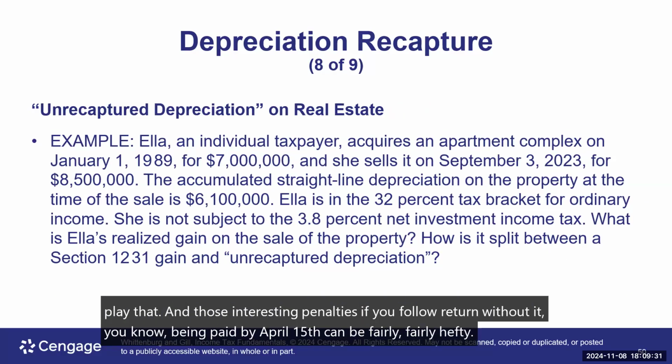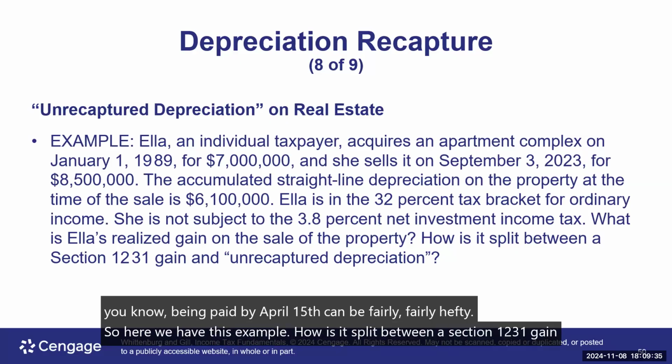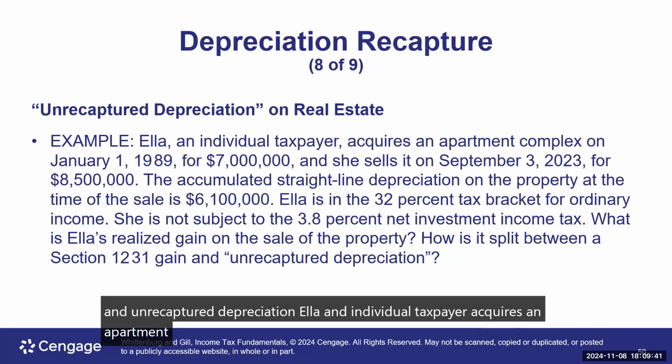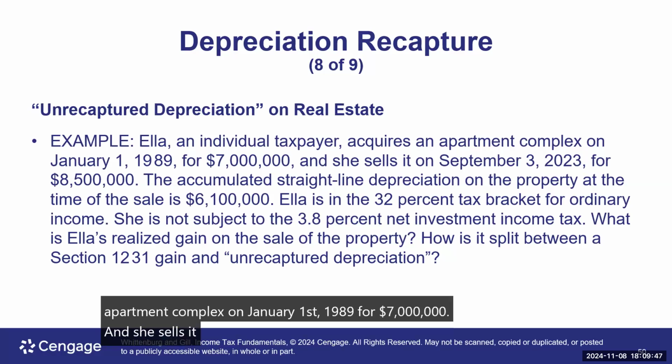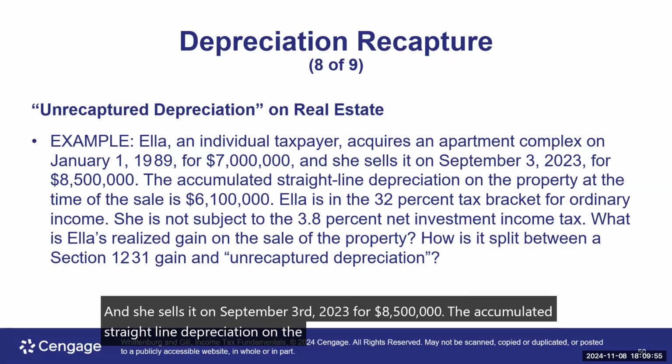So here we have this example. How is it split between a Section 1231 gain and unrecaptured depreciation? Ella, an individual taxpayer, acquires an apartment complex on January 1st, 1989 for $7 million, and she sells it on September 3rd, 2023 for $8,500,000. The accumulated straight-line depreciation on the property at the time of sale is $6,100,000.